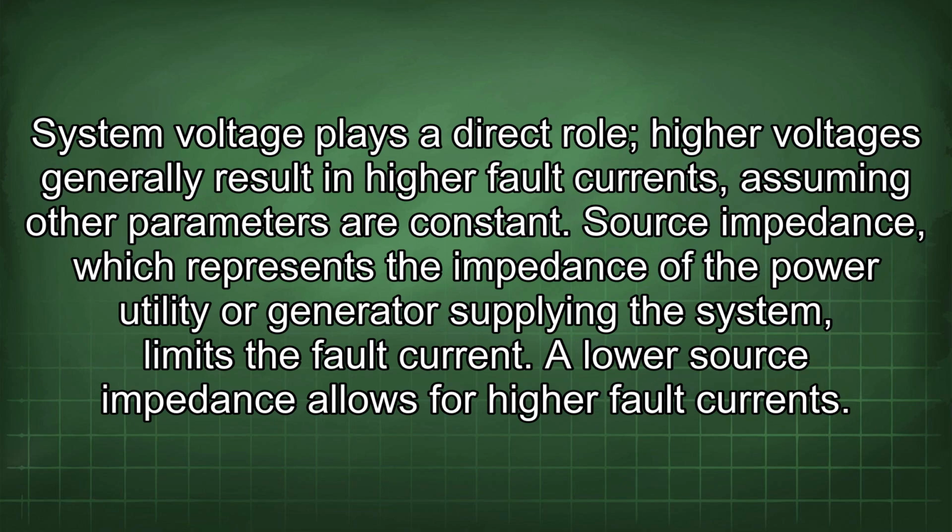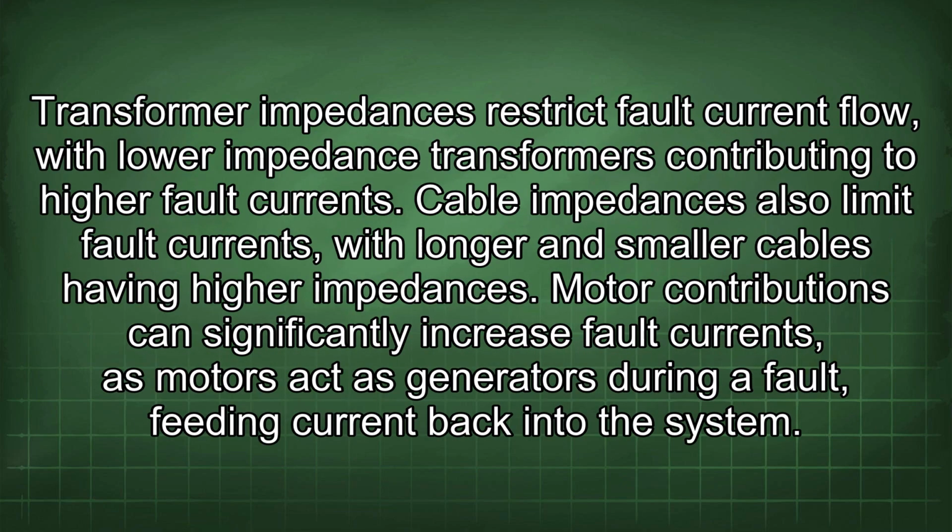System voltage plays a direct role. Higher voltages generally result in higher fault currents, assuming other parameters are constant. Source impedance, which represents the impedance of the power utility or generator supplying the system, limits the fault current. A lower source impedance allows for higher fault currents. Transformer impedances restrict fault current flow, with lower impedance transformers contributing to higher fault currents.